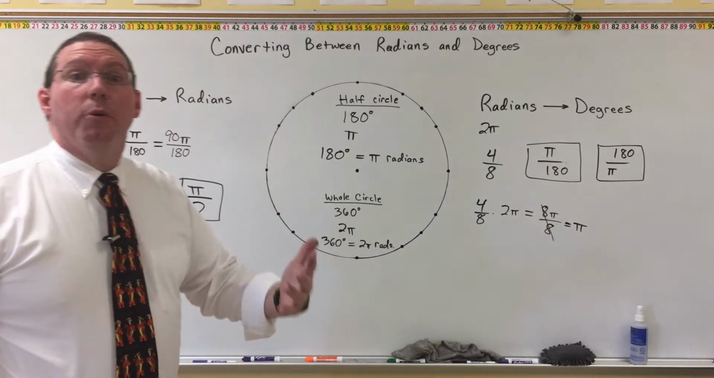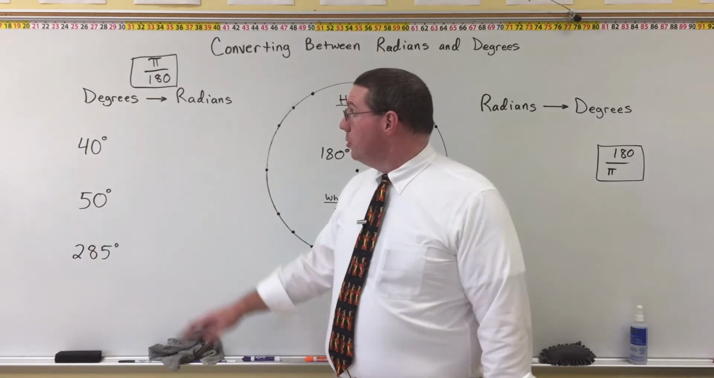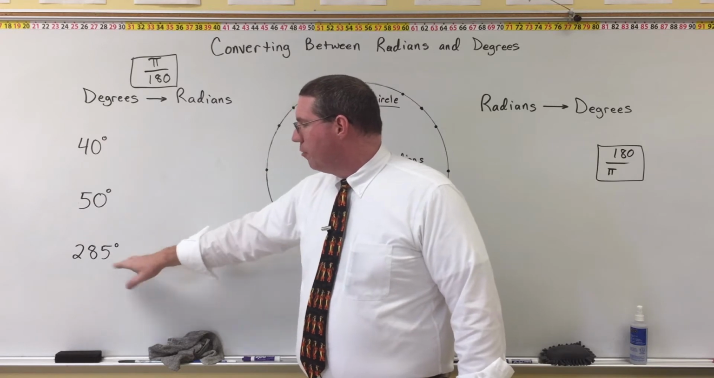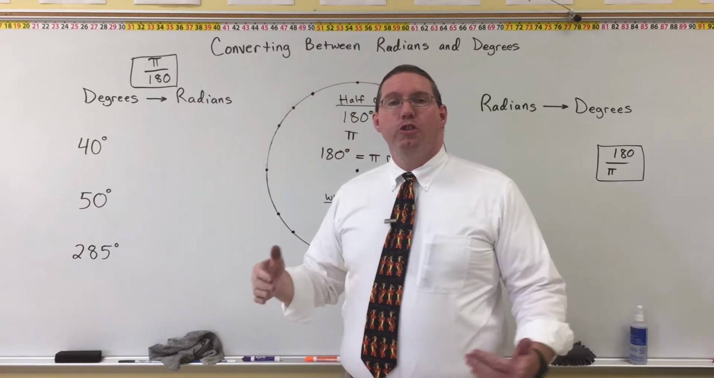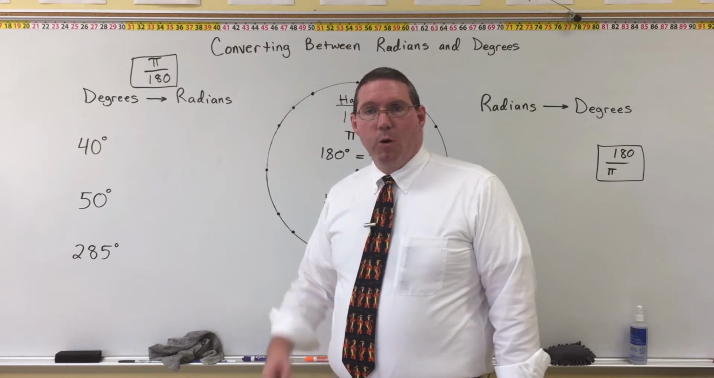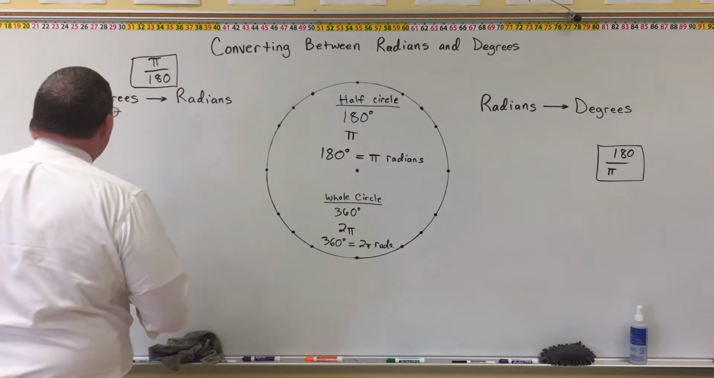Okay? I want to give you another example, or maybe 2 or 3 more examples. All right, why don't you try these 3? Let's convert 40 degrees, 50 degrees, and 285 degrees into radian measures. Okay, let's see how you did. I hope you paused the video and you tried it.